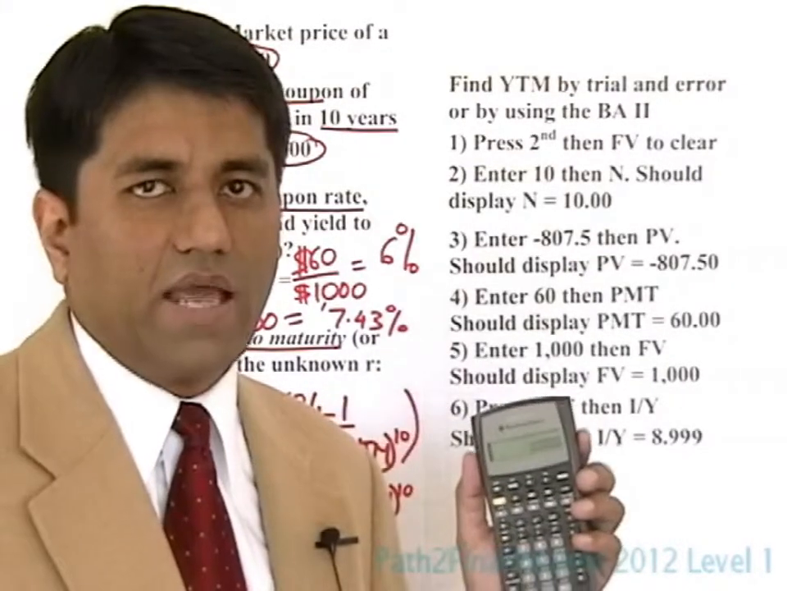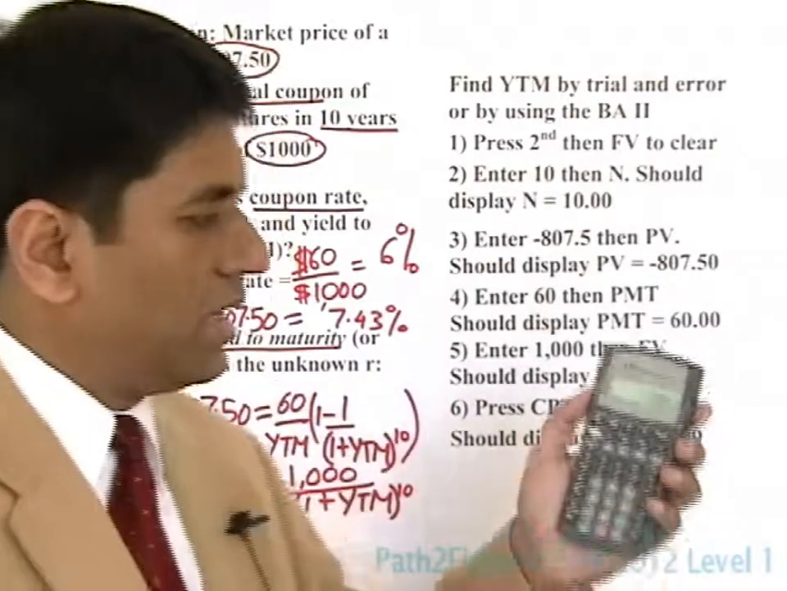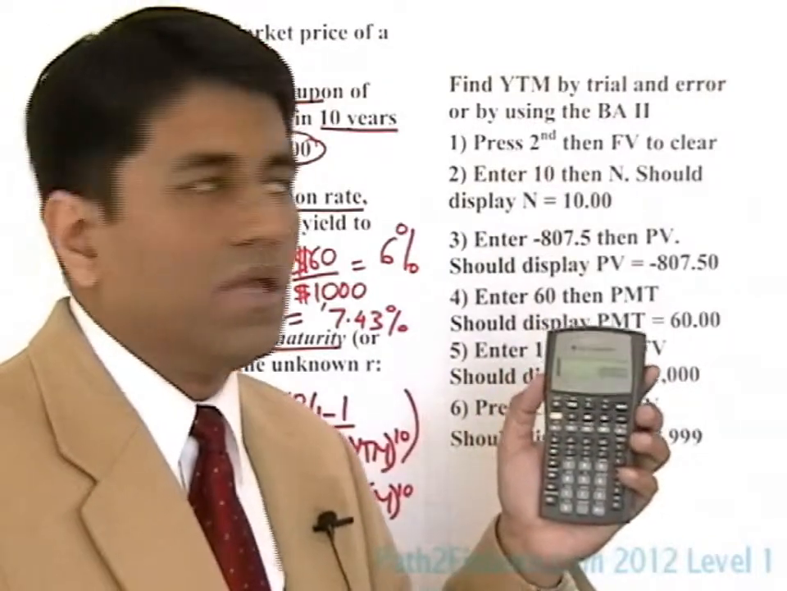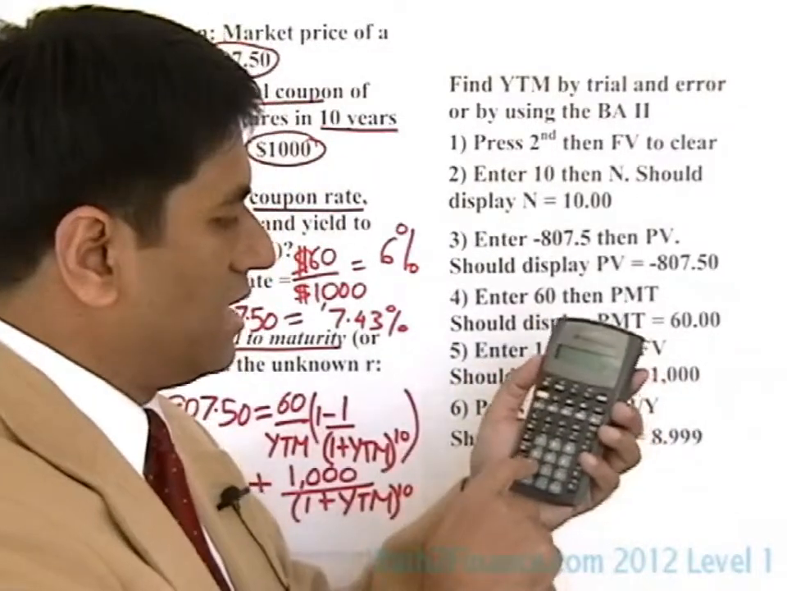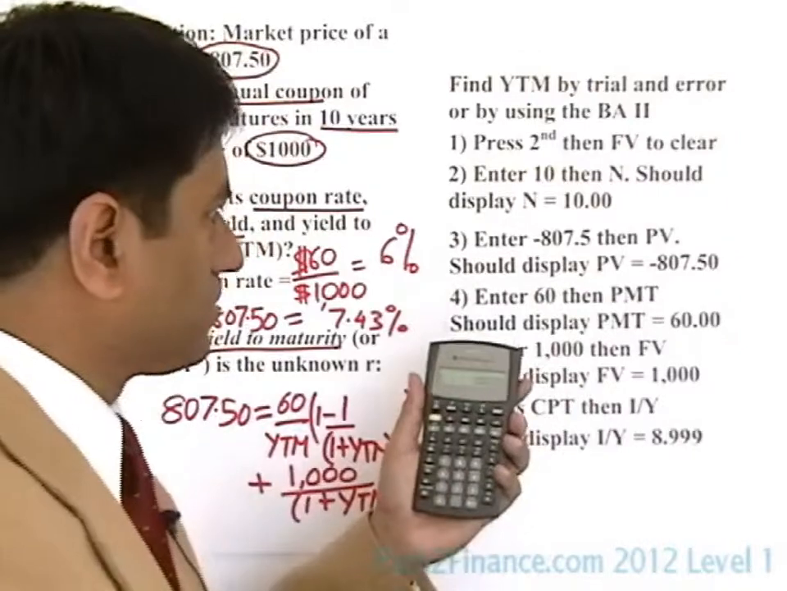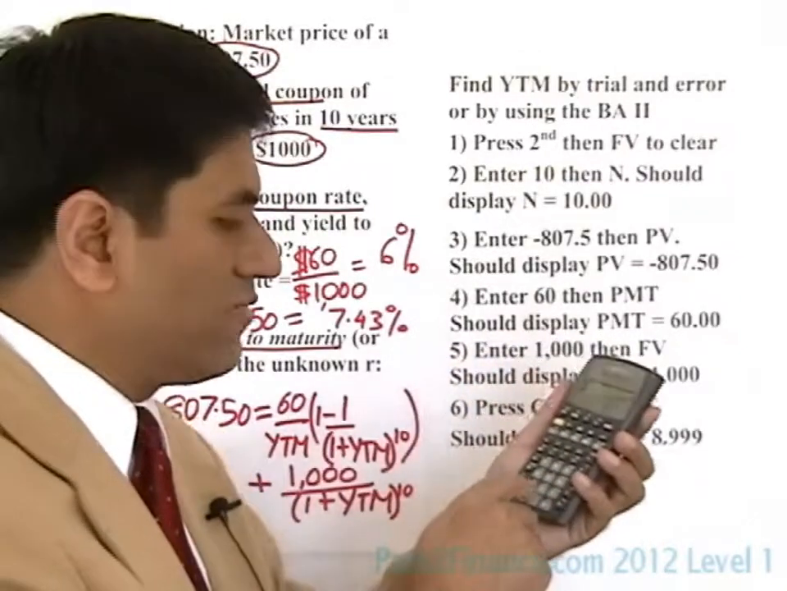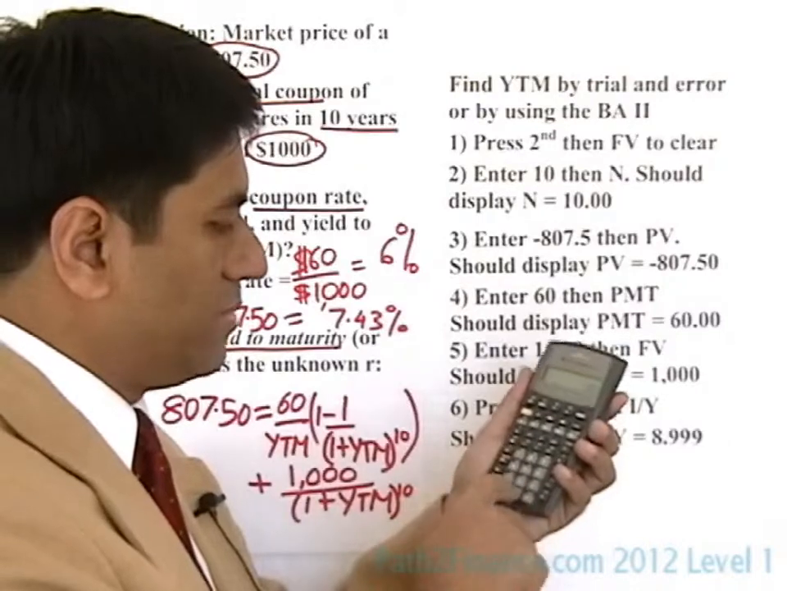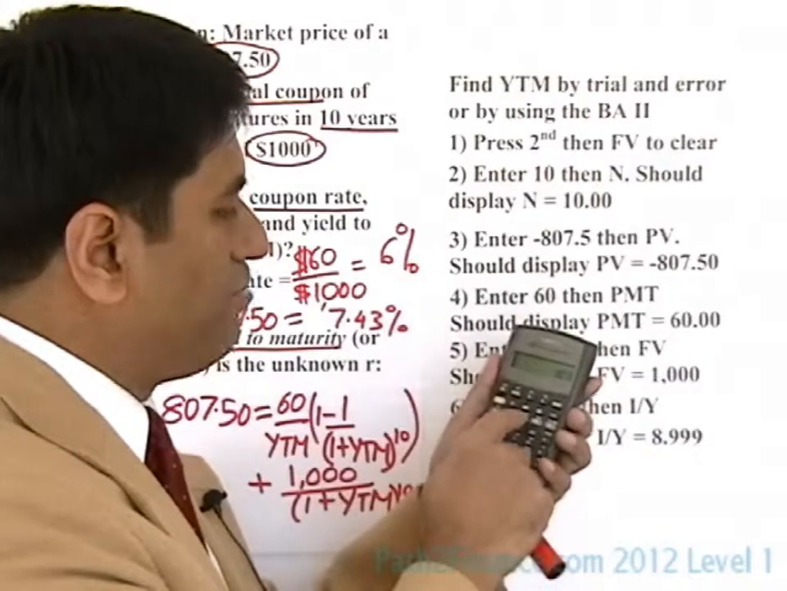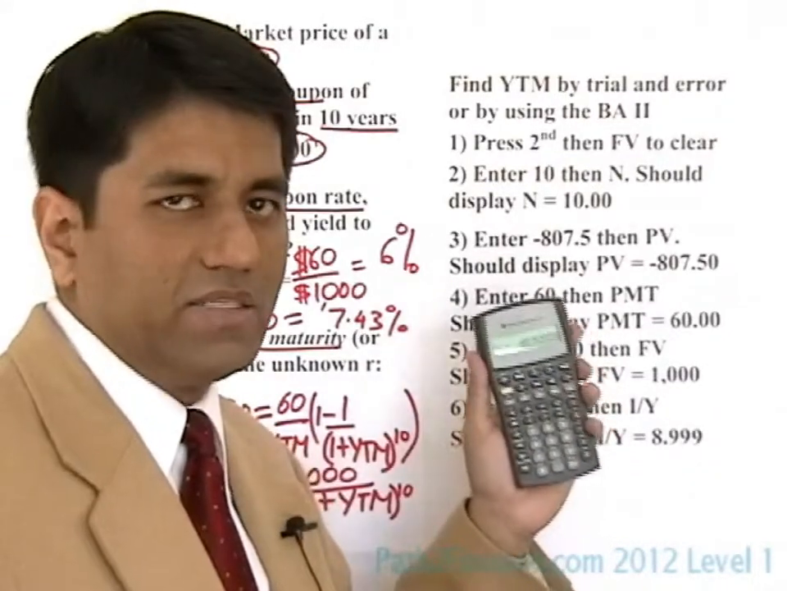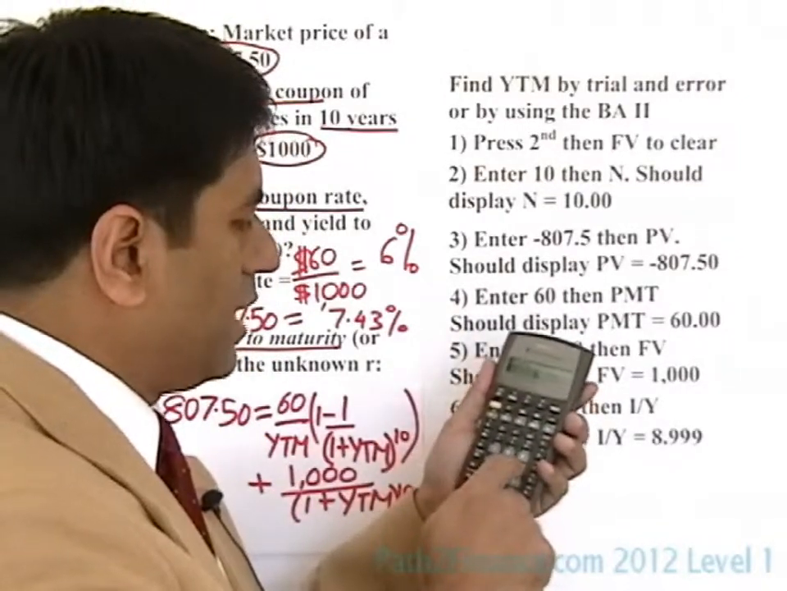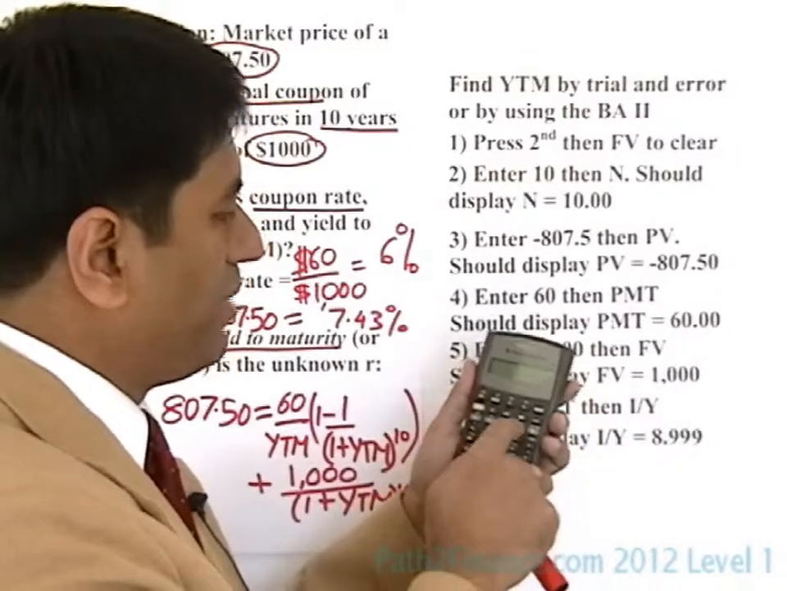If you're using the financial calculator, these are the steps you'll go through. First, press second and FV to clear. Then press 10 and N to enter the number of periods equal to 10. Then enter the price that you're paying, 807.5 plus minus, and then PV. So that's for present value minus 807.5. Then for the periodic payments, enter 60, then PMT.